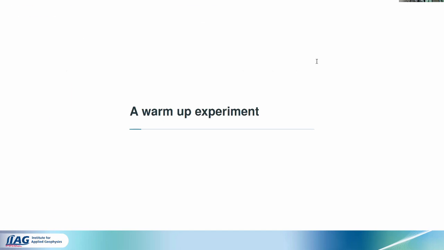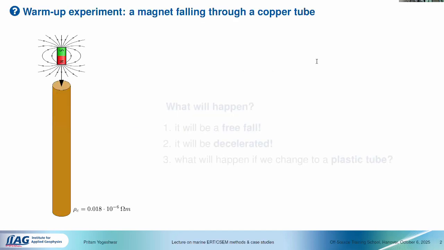And that warm-up experiment is quite simple. Some of you have maybe seen it in a physics class. So imagine we have a copper tube here. This is just a copper tube you can buy to build your house heating system. And this is a permanent magnet. So these are closed magnetic field lines, stationary.